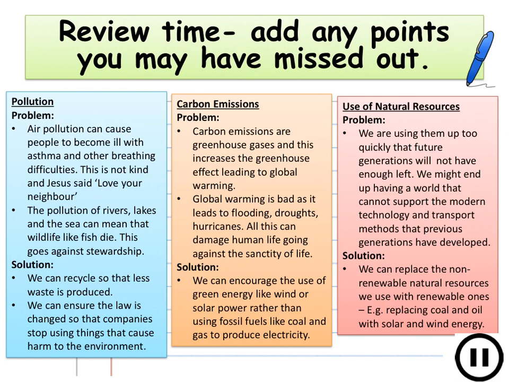The possible solution that we could give to this is that we could replace the non-renewable natural resources that we use with renewable ones. The more that we can use renewable resources, the more likely it is that future generations will have the things that we have. So for example, we could replace coal and oil with solar and wind energy.